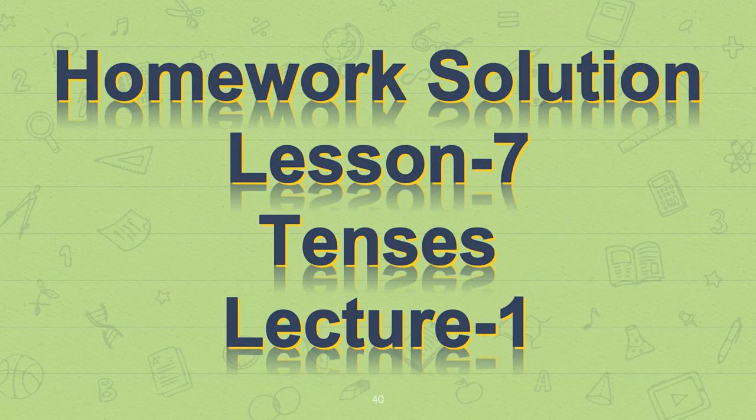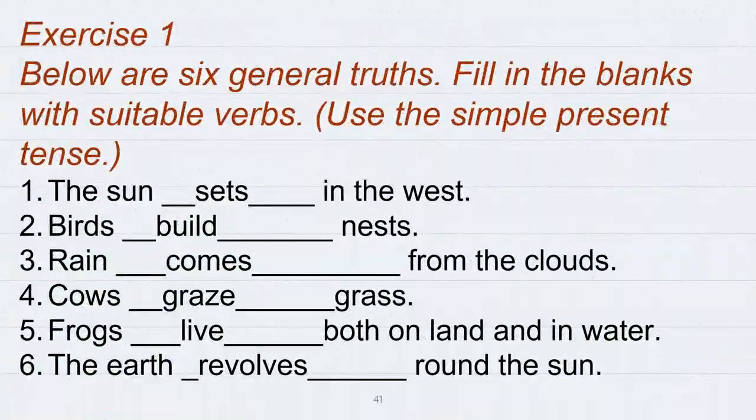Now we shall discuss our homework solution of lesson 7, tenses, lecture number 1. So the exercise number 1: below are 6 general truths. Fill in the blanks with suitable verbs. Use the simple present tense. The first sentence is: the sun sets in the west. So the answer is sets. Second, birds build nests. The answer is build.